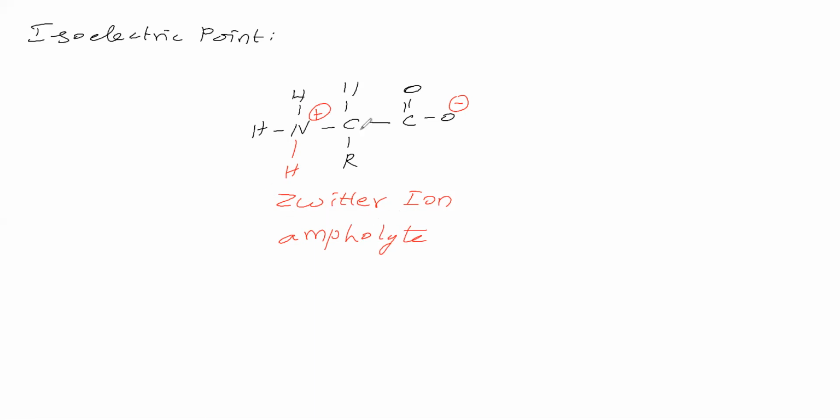So this alpha amino acid exists as a zwitterion. Therefore, it has ionic nature, so its melting point is high. It is insoluble in hydrocarbon solvents, but soluble in water. Because of ionic nature, it has a high dipole moment.